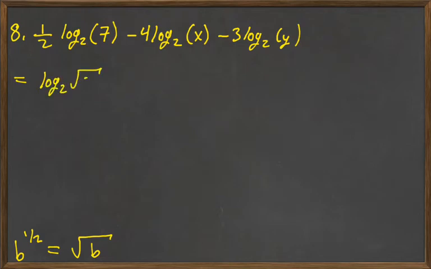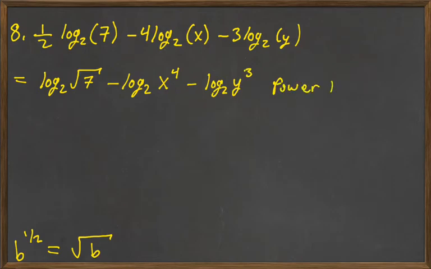So this is going to be log base 2, and remember the 1/2 power is the same thing as square root, so log base 2 of the square root of 7 minus log base 2 of x to the 4th minus log base 2 of y to the third power. Okay, and that was using the power rule on all three terms.